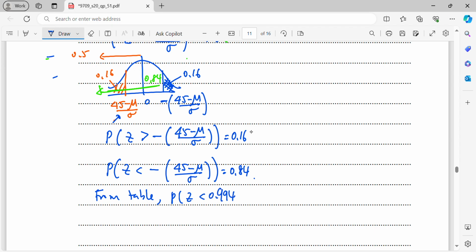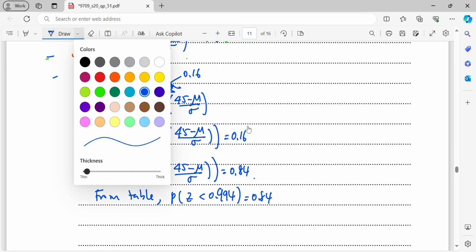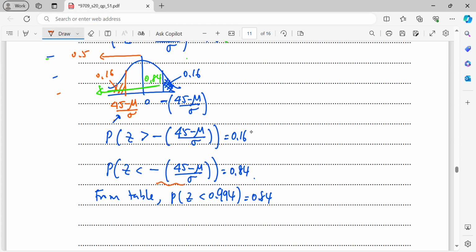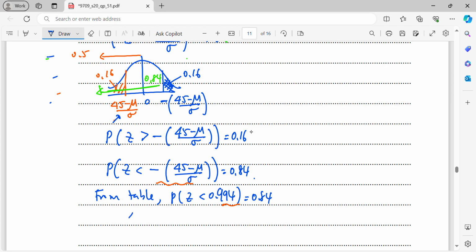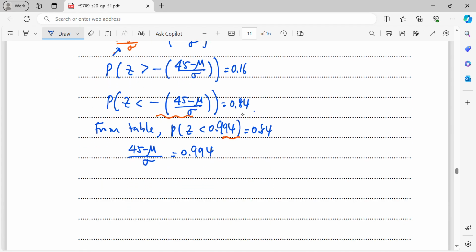0.994) equals 0.84. So now I will compare and get the first equation, because your mu and sigma are not given. So 45 minus mu over sigma equals 0.994. Hence, I get the first equation. That is going to be 45 minus mu equals 0.994 sigma. This is my first equation.